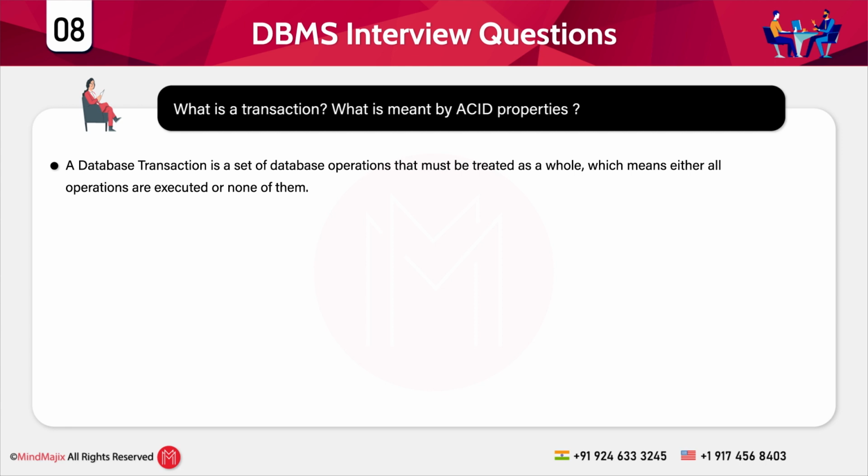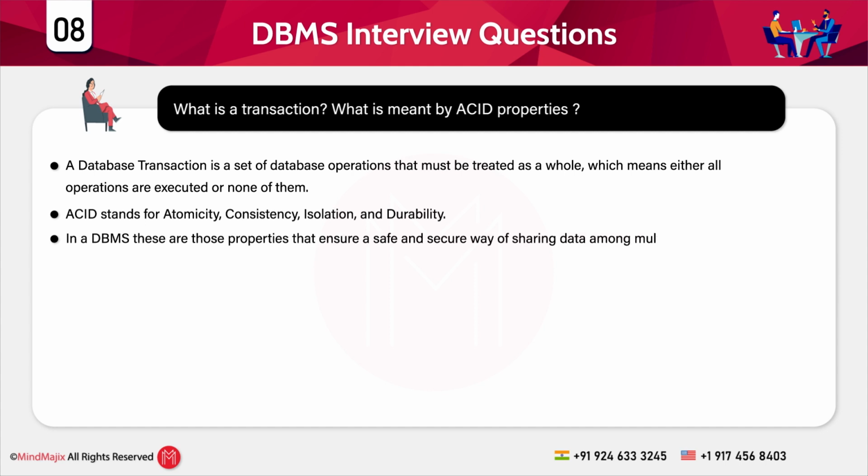Okay, and if you talk about the ACID properties, so here ACID stands for atomicity, consistency, isolation, and durability. So in DBMS, these are the properties that ensure a safe and secure way of sharing data among multiple users. Okay, and now if you talk about atomicity, so it means that all the changes to the data must be performed successfully or not at all. So that's what we saw in the previous example of a bank transaction.